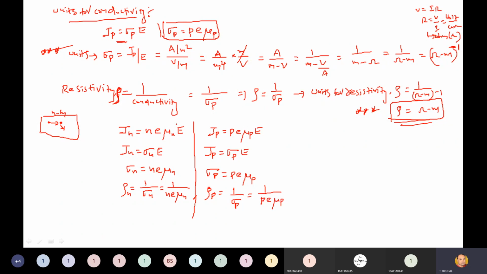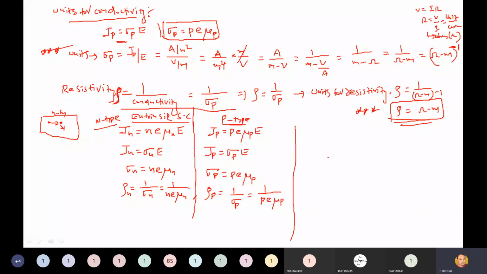Okay, so now tell me, what type of semiconductors are these? Are they intrinsic or extrinsic semiconductors? These are not intrinsic semiconductors, they are extrinsic semiconductors, because this is N-type semiconductor and this is P-type semiconductor. So these are called extrinsic semiconductors. This is for N-type and this is for P-type.